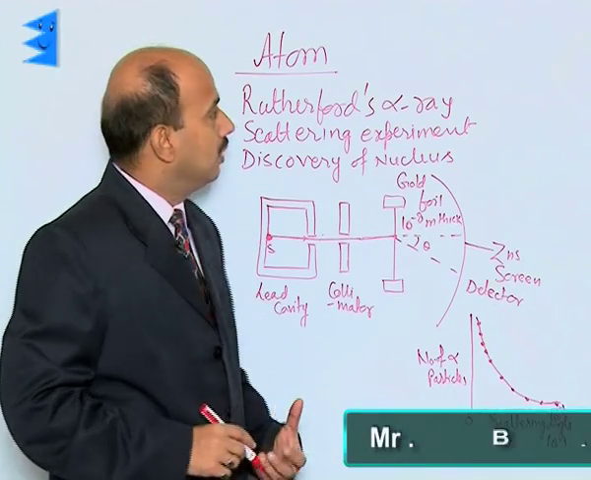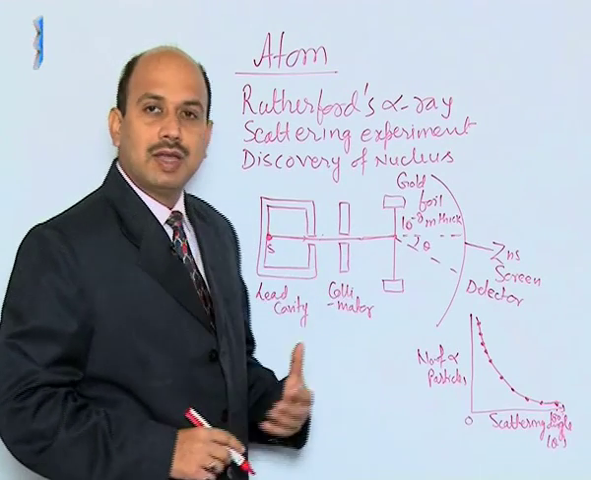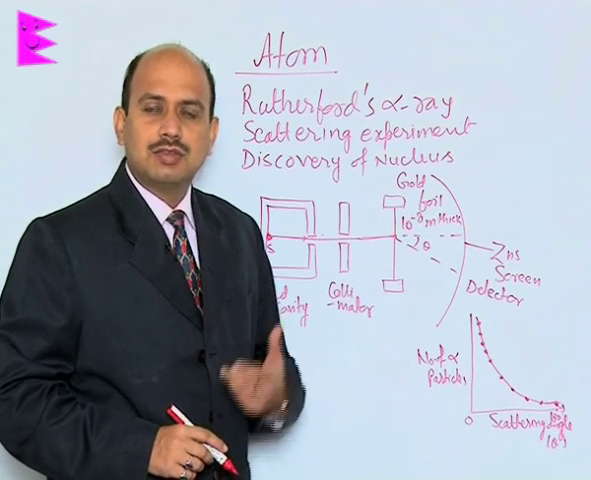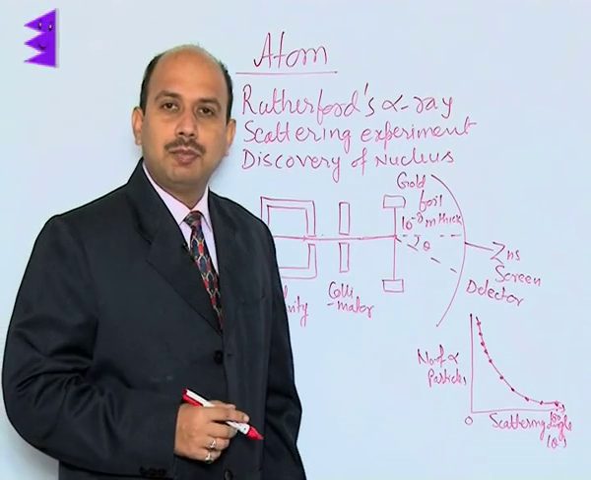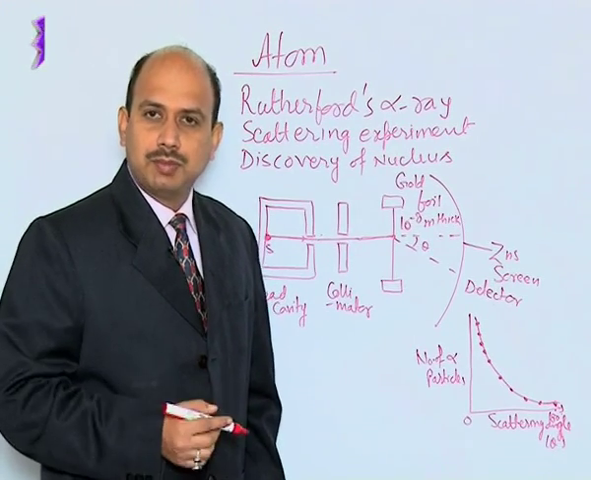So, now after Thomson's model of the atom, there is Rutherford's alpha ray scattering experiment, which explains the atom and the discovery of the nucleus. This experiment was performed with the help of Geiger and Marsden, so it is also known as the Geiger-Marsden experiment.